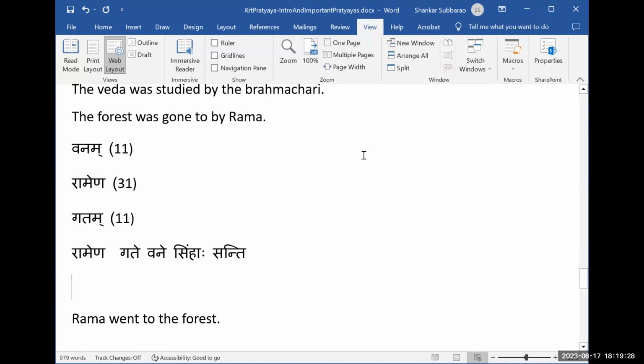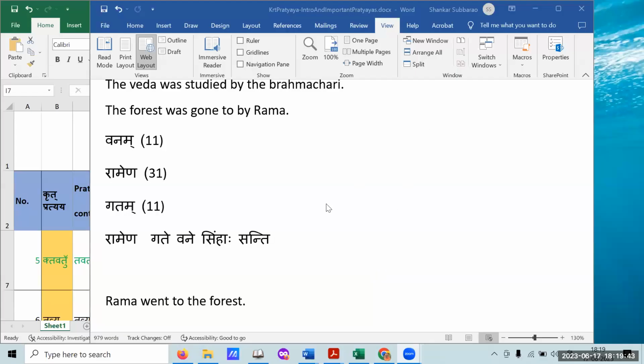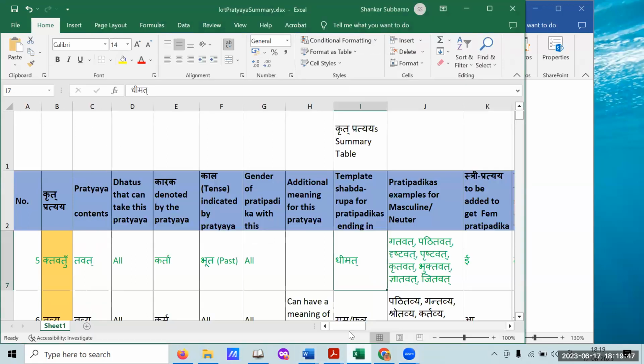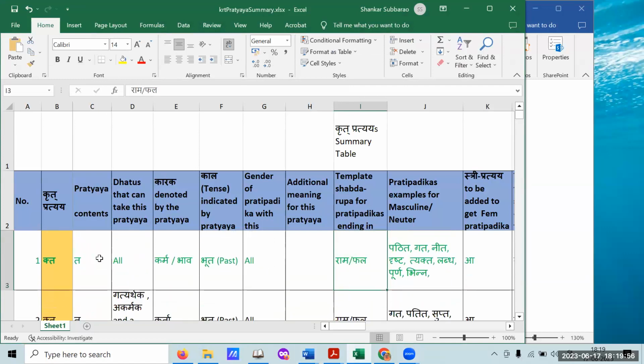Okay, give me one second. Share screen. I think that would allow me to share anything I want to share. So that's right. Let us see now. Do you see the spreadsheet now? Yes? Okay, good. So now in the spreadsheet, look at the pratyaya we are interested in right now. We are looking at the first ta now.